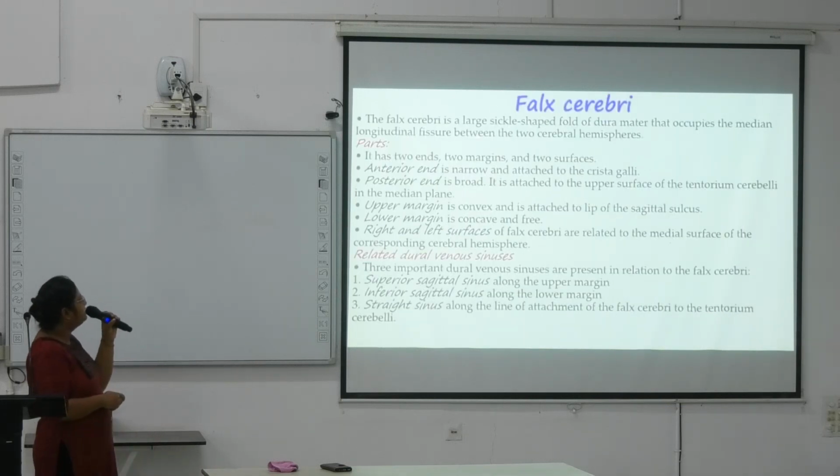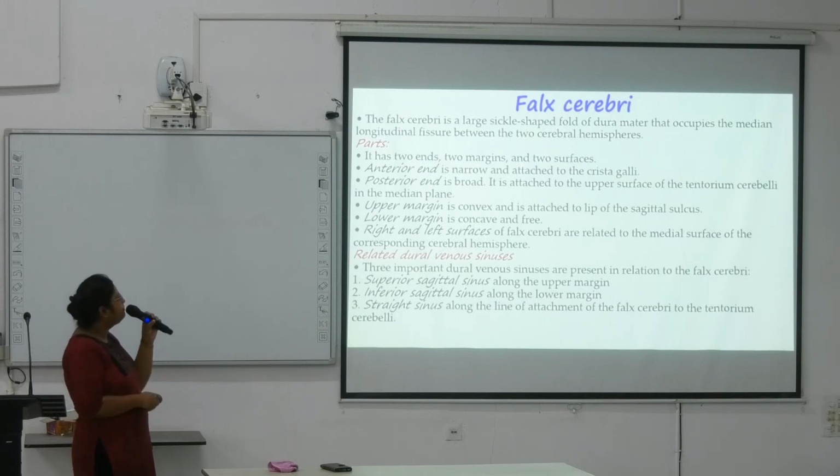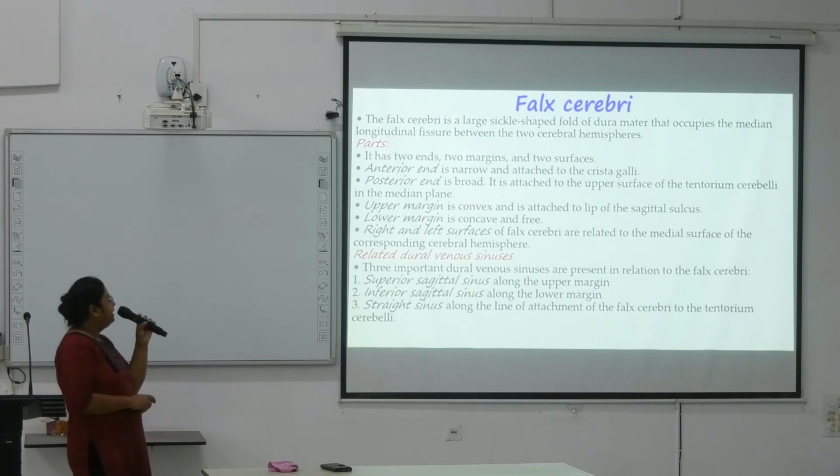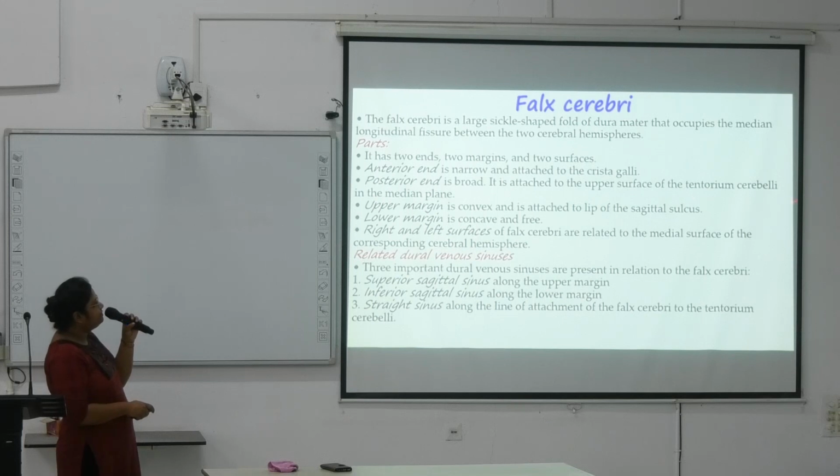Falx cerebri is a large single sickle-shaped fold of dura mater that occupies the median longitudinal fissure between the two cerebral hemispheres. It has two ends, two margins, and two surfaces. Anterior end is narrow, attached to the crista galli of the ethmoid, seen in the anterior cranial fossa. Posterior end is broad and it is attached to the upper surface of the tentorium cerebelli in the median plane.